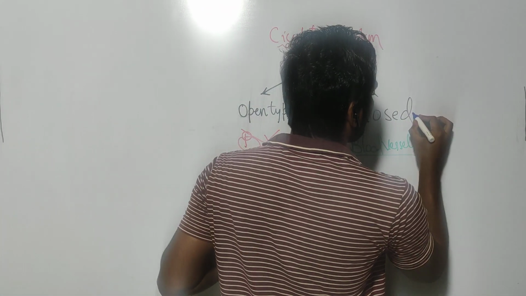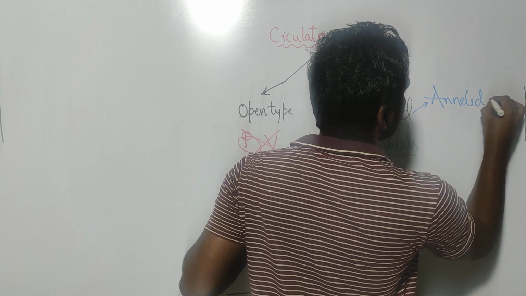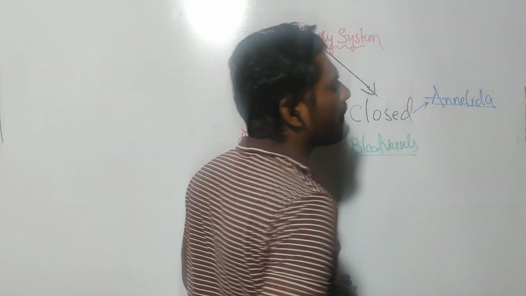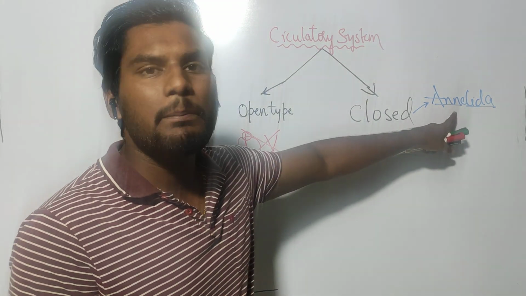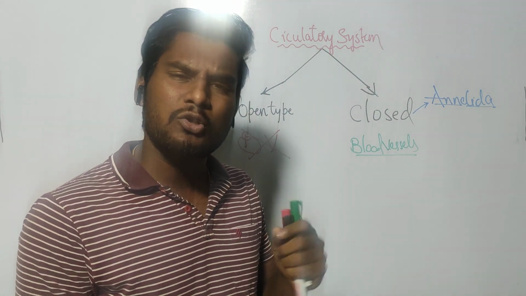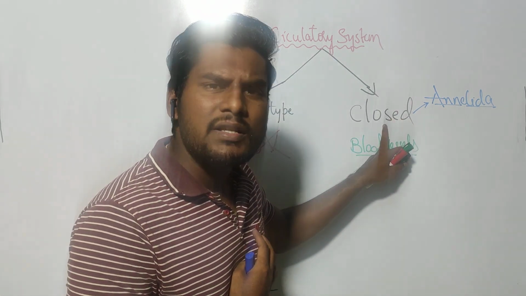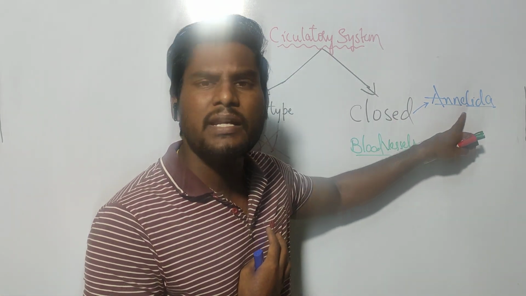The first type of closed circulatory system is seen in Annelida. As I told you, Anni means little, Lida means rings, little rings. One example for Annelida is what? Earthworm, leech, Nereis. So many examples are there. In your NCERT, only 3 examples are given. So, the first type of closed circulatory system is seen in Annelida.